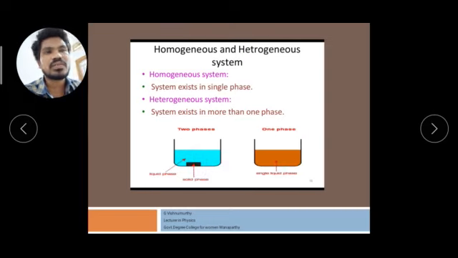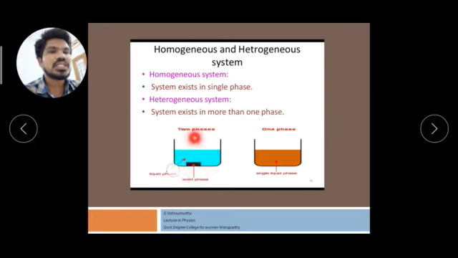It is called the homogeneous system. In a homogeneous system, an example is a sugar solution. When we add sugar into water, the sugar is completely dissolved in the water. The phase of the sugar solution is the same, so that is called the homogeneous system.